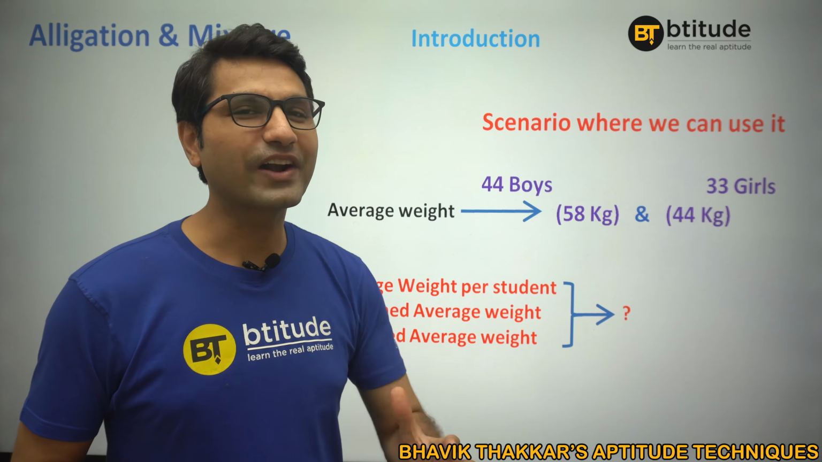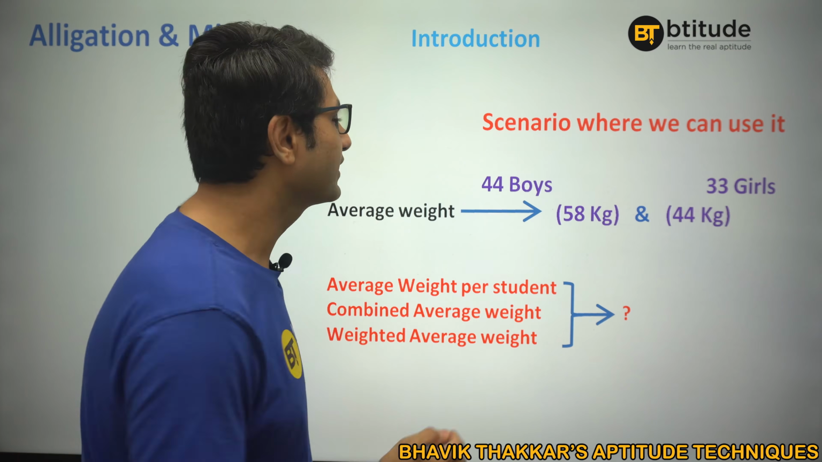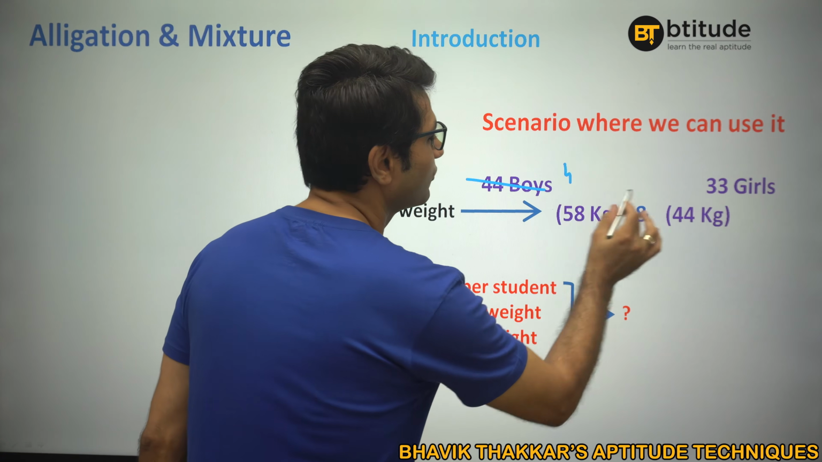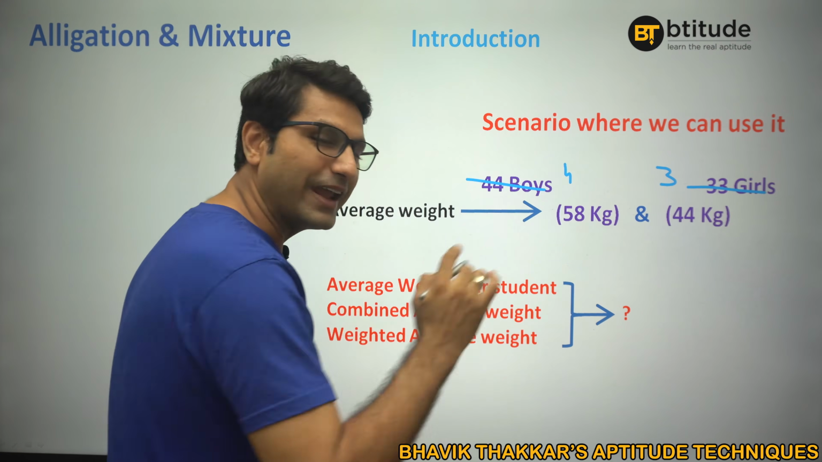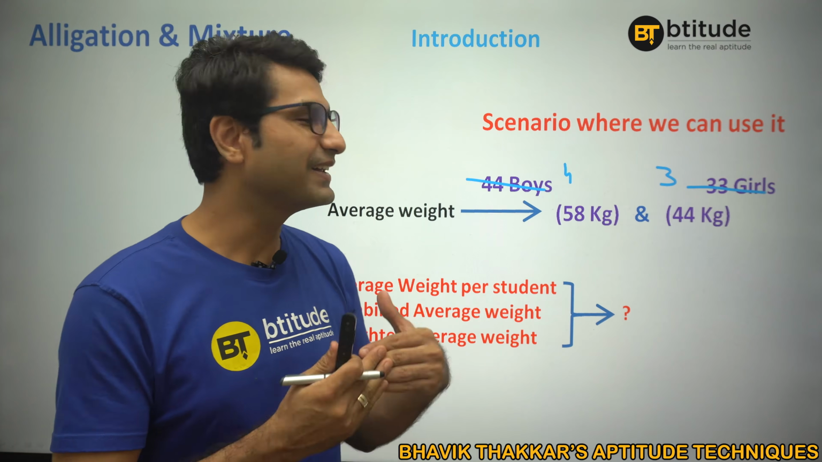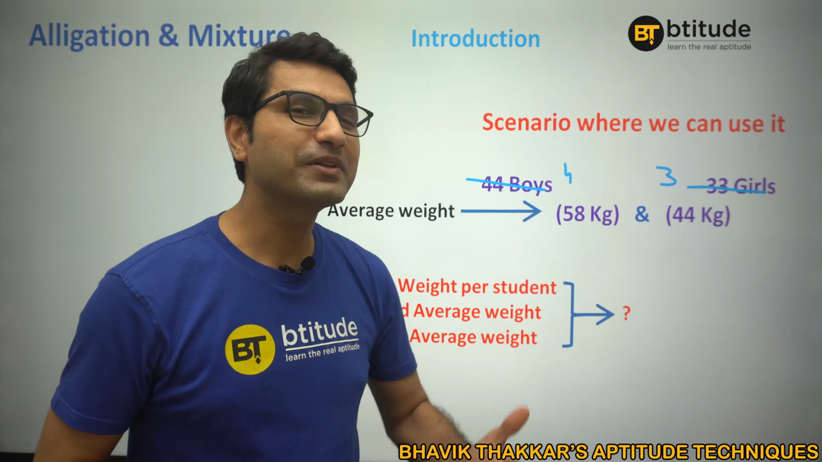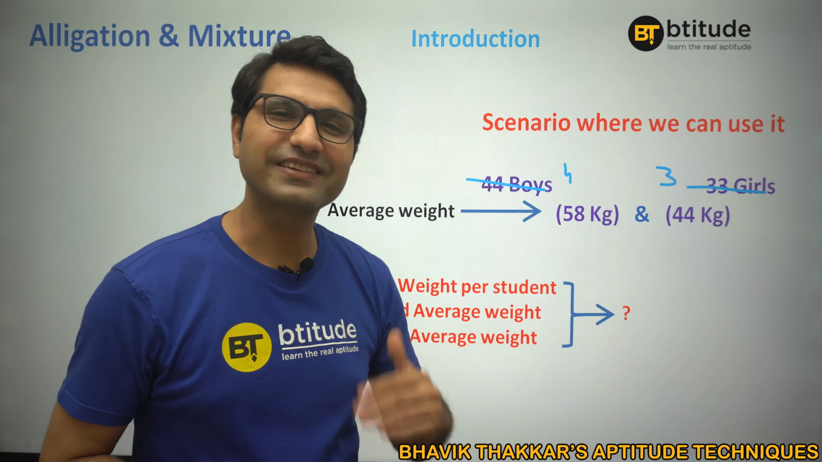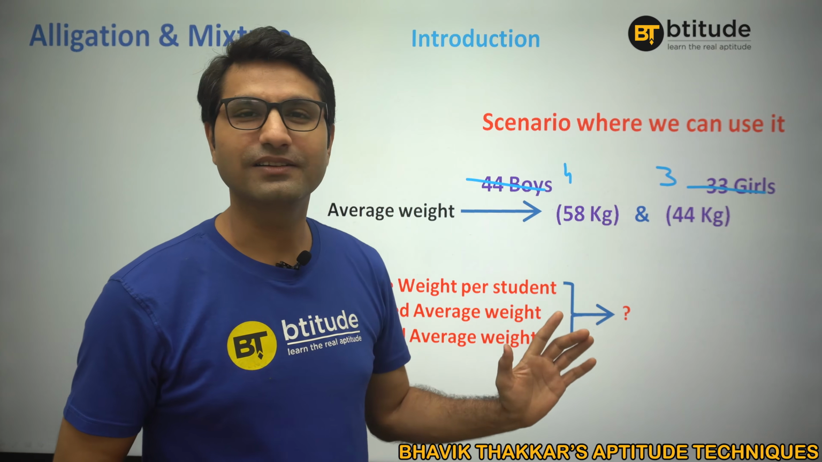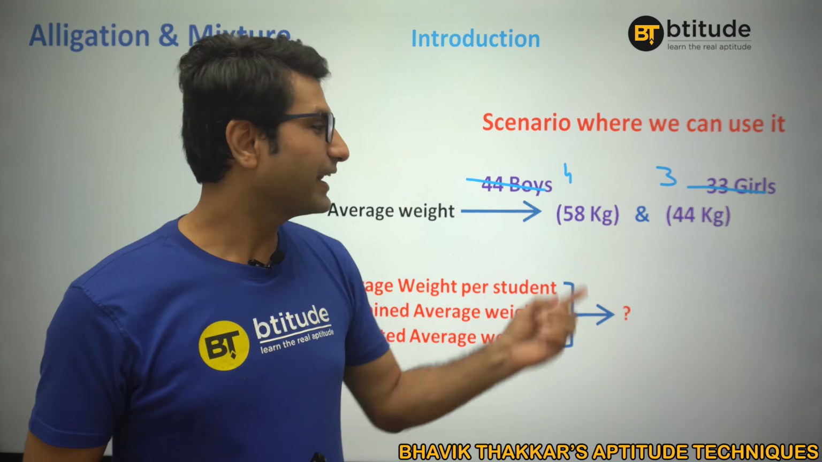So Btitude has already come up with a shortcut, and we have explained to you in the average topic that all that matters to find the combined average is the ratio of this 4 and 3. So actually, if we convert this question into a category where there are 4 boys with this weight and 3 girls with this weight, what will be the average weight? The answer would be the same as if there were 44 boys and 33 girls. So why take the bigger numbers? We can actually take 4 and 3.